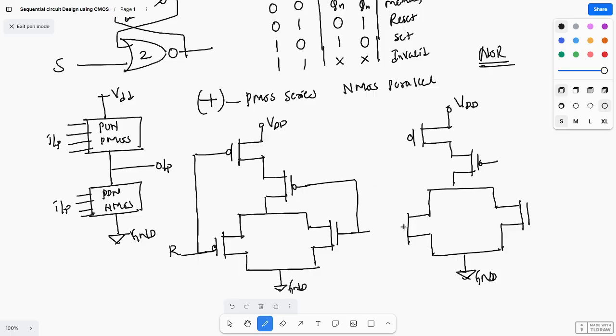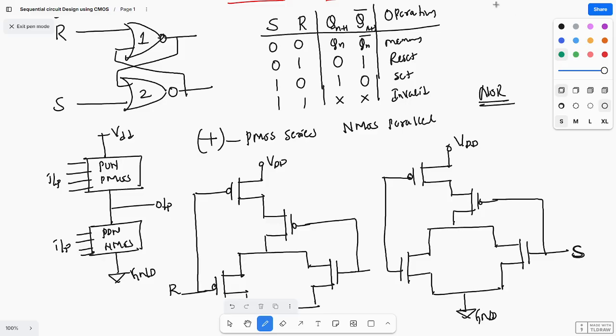And here how to connect? These both are connected like this, and these both are connected, and this is my S. So this is my R and S. This output will be feedback to this input, and this output will be feedback to this input. So I am doing this connection.